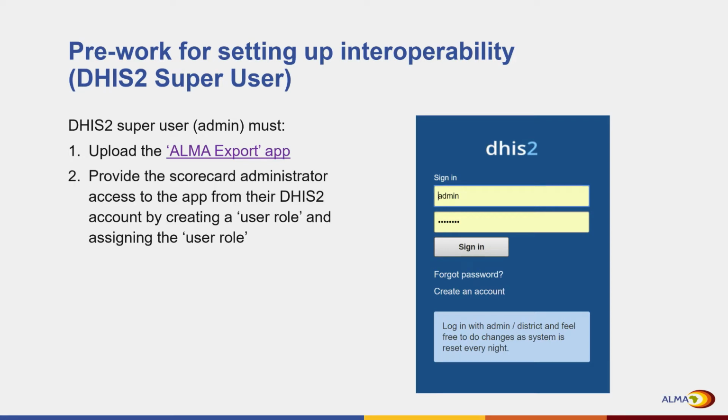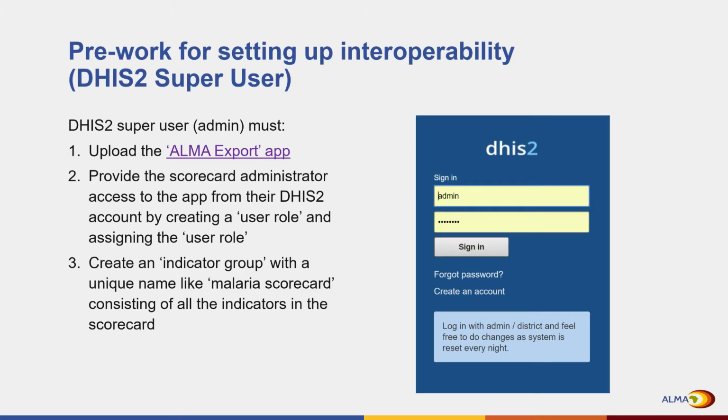After uploading the app, they must provide the scorecard administrator access to the app from their DHIS2 account by creating a user role for the app and assigning the user role to the scorecard administrator, so that the scorecard administrator can see the app from their account profile.